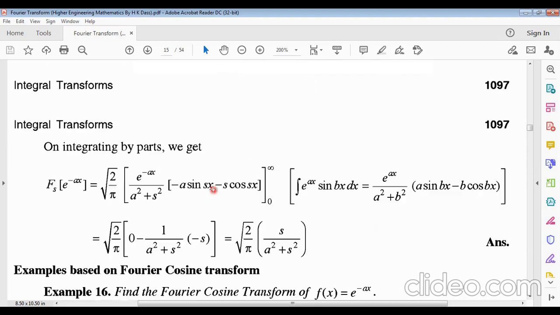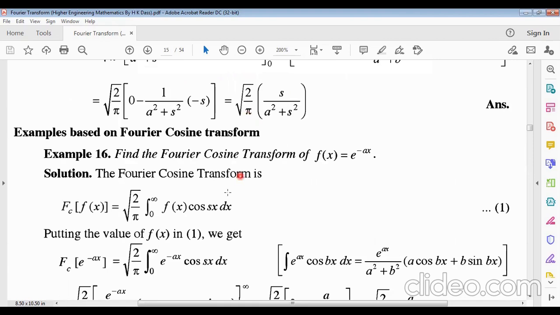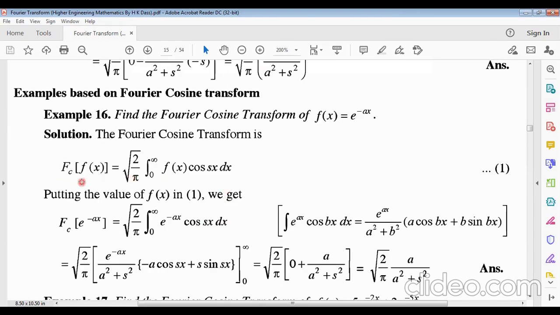Just in these two formulas, the difference will be what? Only sin sx and cos sx. Sin sx will represent the sine transform, and cos sx will represent the cosine transform. Same formula we are using. So the cosine transform of e to the power minus x will be root over 2 divided by pi, integral 0 to infinity. f of x means what? e to the power minus x, and cos sx dx.